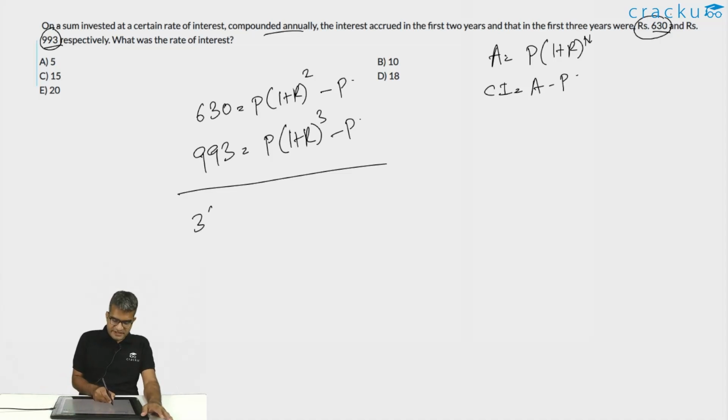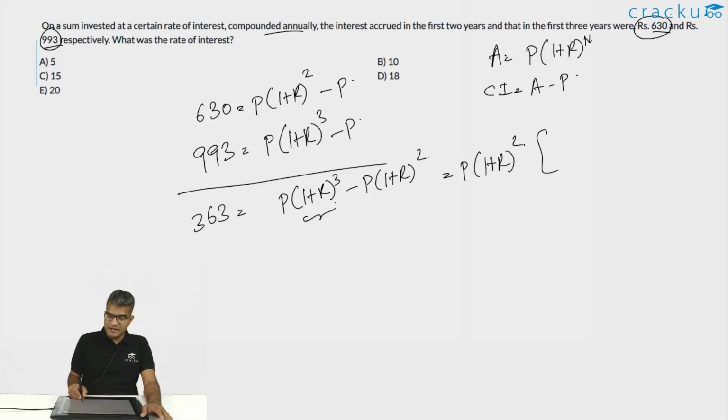So 363 is equal to p into (1 plus r) whole cube minus p into (1 plus r) whole square. Here we can take p into (1 plus r) whole square common, and this will be 1 plus r minus 1, which is equal to r. Or 363 is p into (1 plus r) whole square into r.